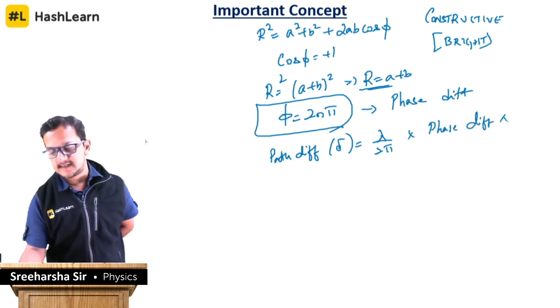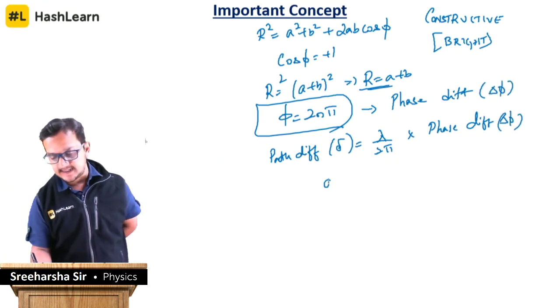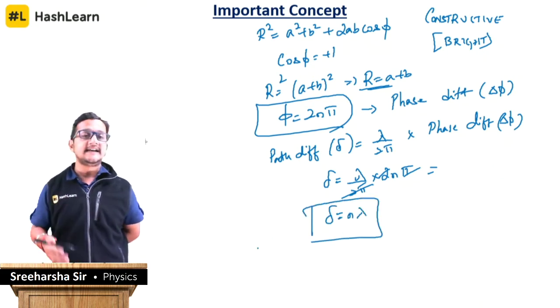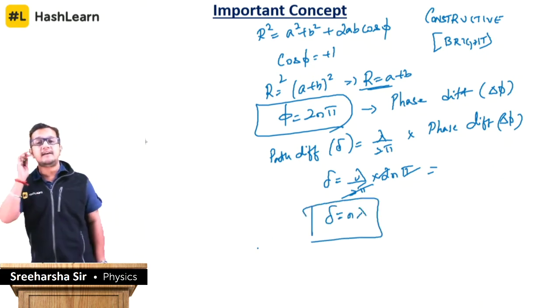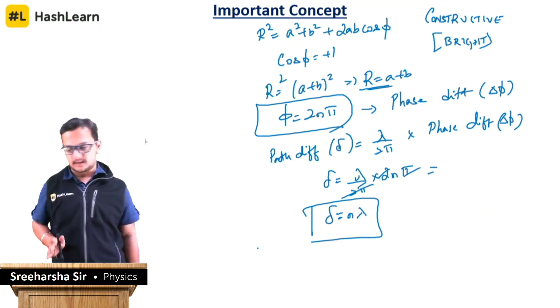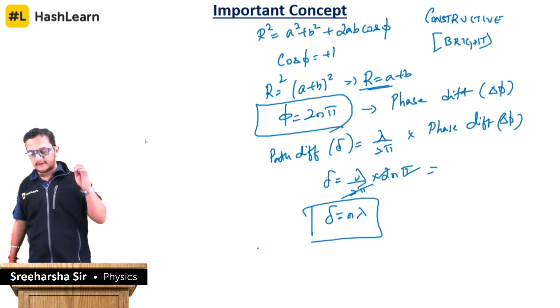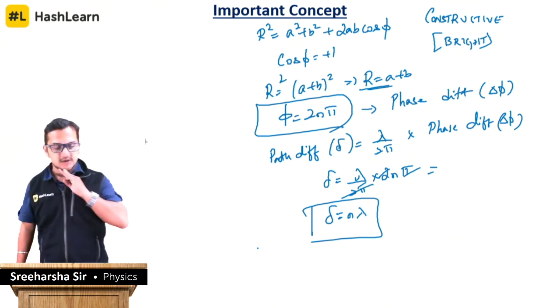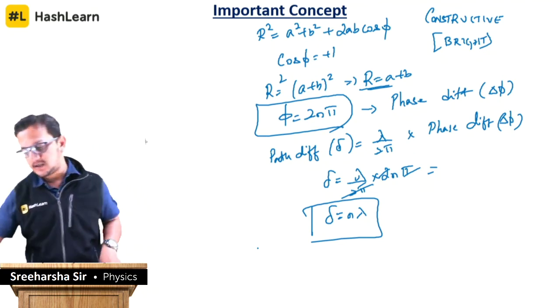So phase difference delta phi. If you substitute this, you will have delta equals lambda by 2 pi into 2n pi. So pi gets cancelled. So delta equals n lambda is the condition for constructive interference, giving rise to a bright band. So constructive interference is giving rise to a bright band. This is the important concept.